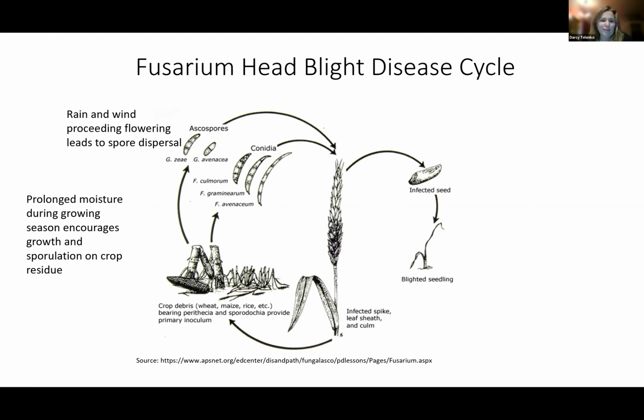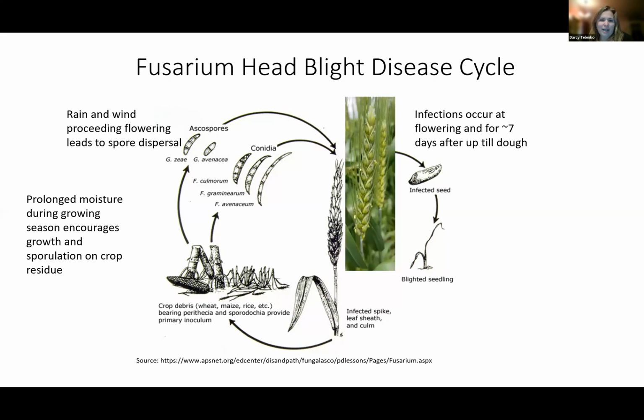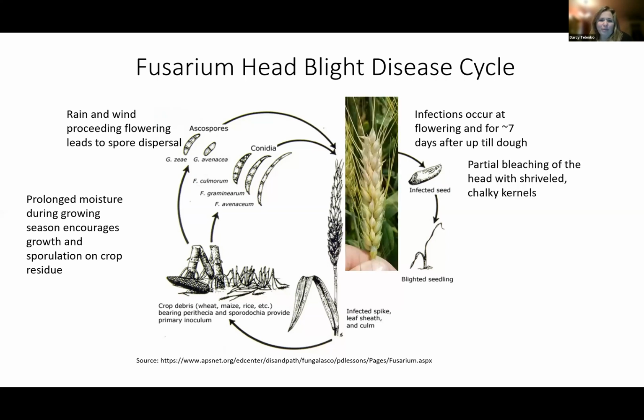And so we do monitor this disease. It survives in the debris, and rain and wind move the spores up into the crop canopy. On wheat, it's infecting at the flowering stage. Just as we're beginning to flower is when the infection occurs, and then 7 days after that, when we do have infection by the end of the season, you can see these kernels that become blighted, and they may be infected with the pink pathogen there.